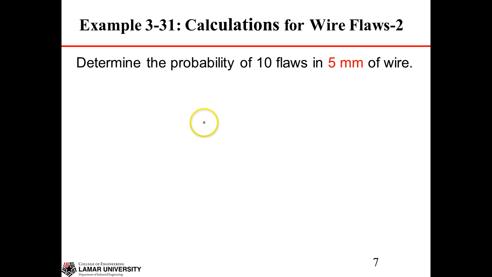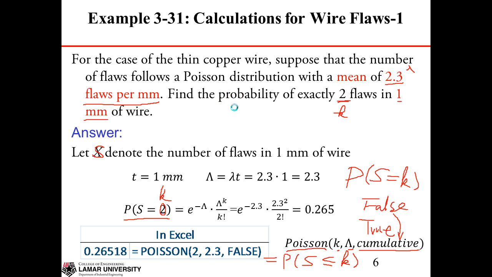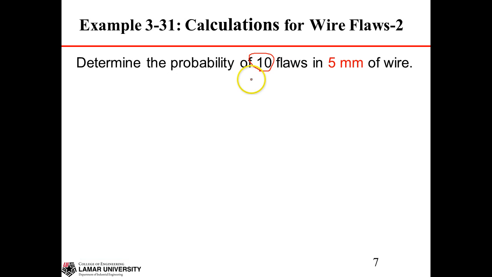Let's extend the problem to make it a little more challenging. Here we want to determine the probability of 10 flaws in 5 mm of wire. So what has changed? One is the number of flaws: instead of 2 flaws, now we want to know the chance of 10 flaws.